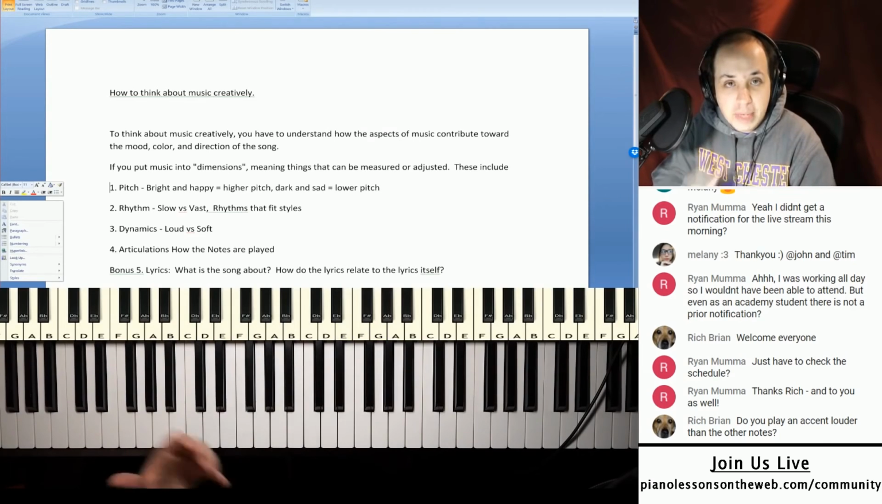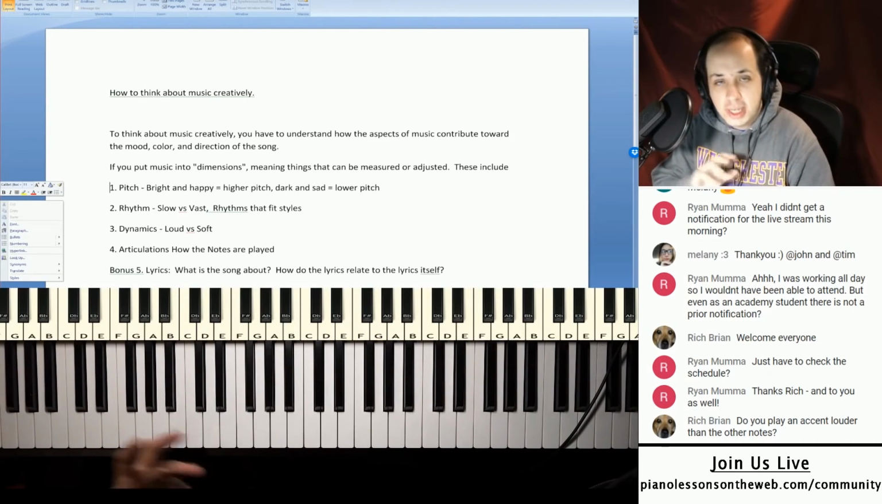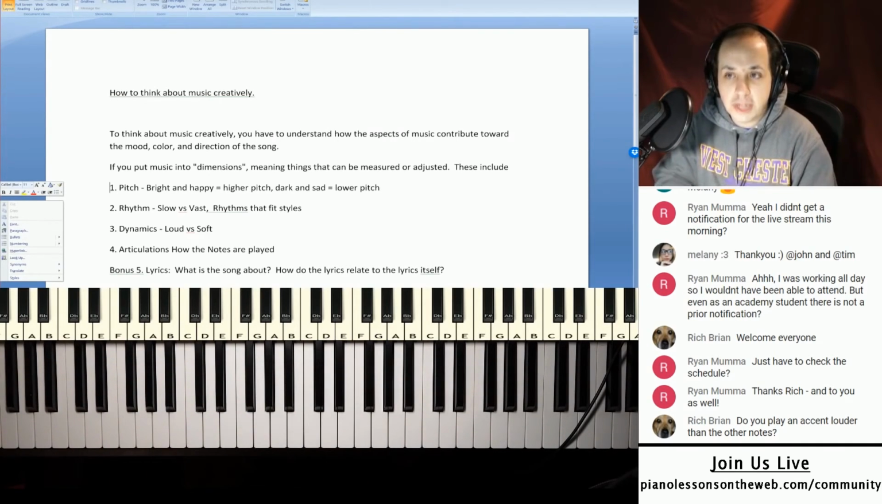Of course, a song can have a mixture of moods as well, in which case you can mix and match the chords to your liking. But always think about how the chords, the rhythms, the pitches, the dynamics, the articulations, how do these all fit the song that you're trying to work on, or the song you're trying to write? How do these things make that happen?